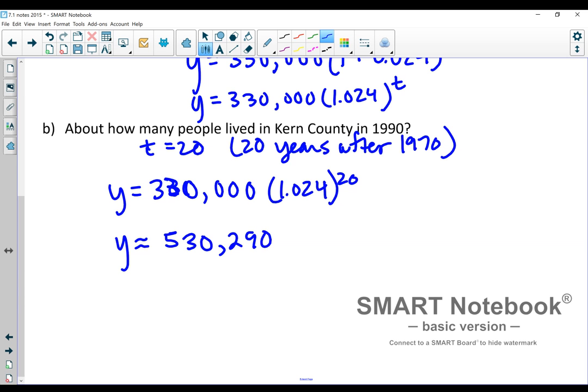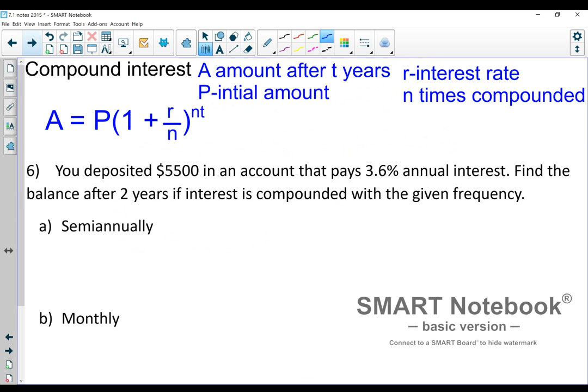For our last problem, we're going to look at money. So this is my formula for compound interest. So I have my A is my initial amount here. Principal is another word for that. That's why they're using a P in this particular formula. My rate is still as a decimal. And then N is the number of times compounded. Semi-annually means twice a year.